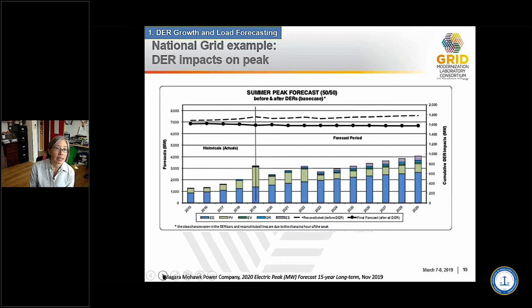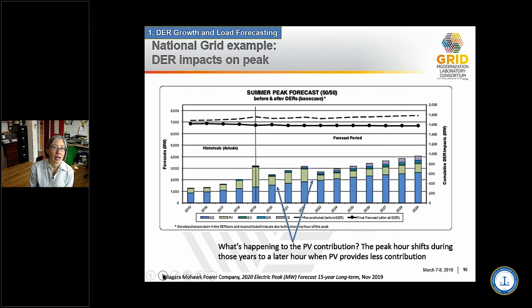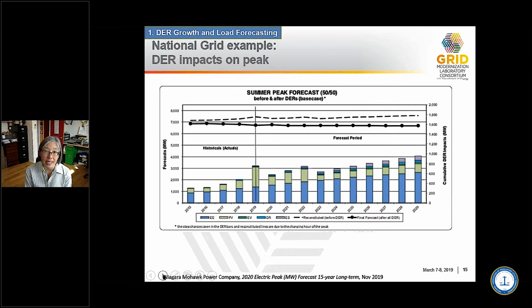And if we go to the next slide, Carrie, I also just wanted to anticipate a question that might happen. You might be wondering what's happening with those green PV step changes in their forecast. What's happening here is that the peak hour is shifting. And when that peak hour shifts, the PV is providing less contribution to that peak hour. Okay, Carrie, if you go to the next slide.